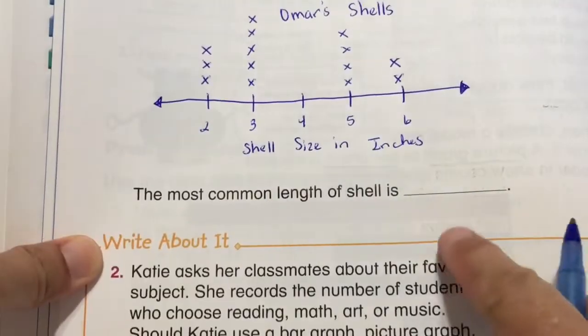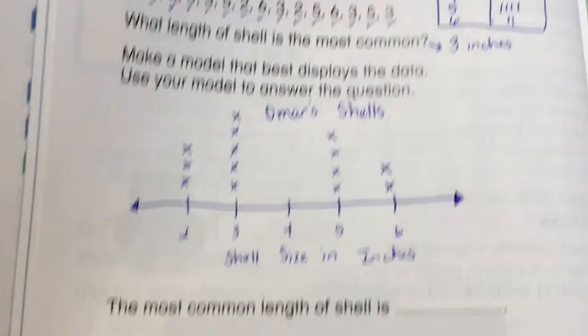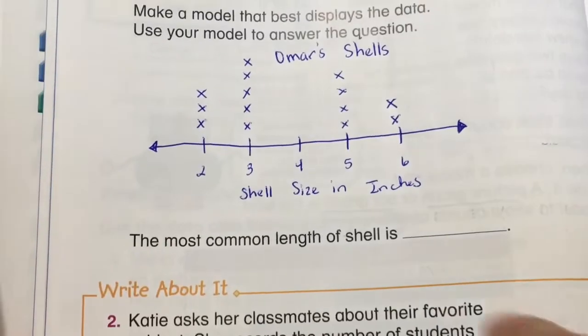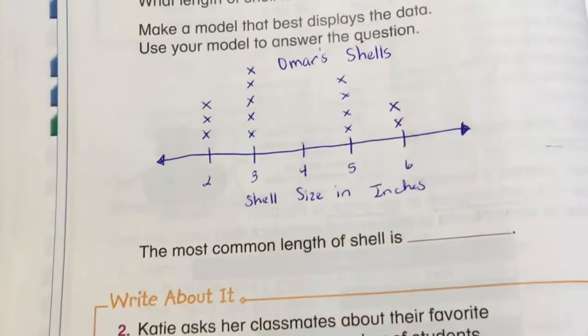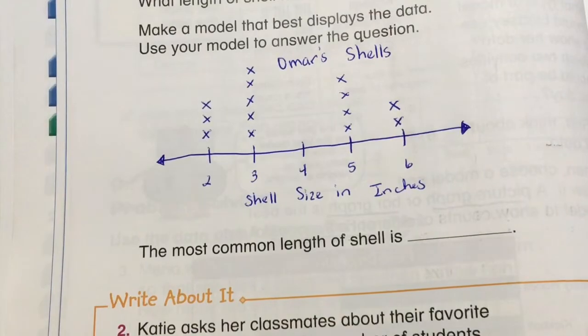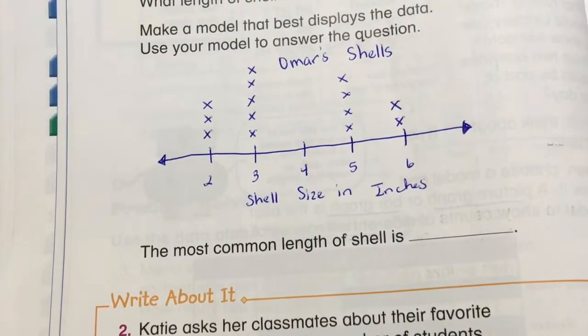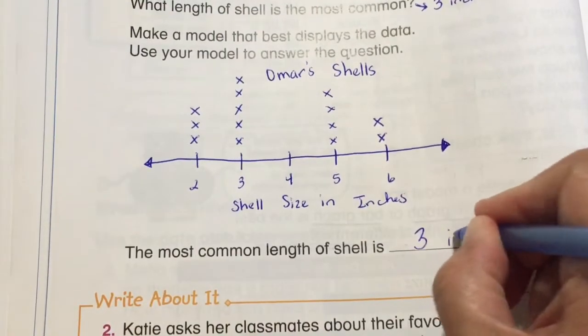The last question here is a repeat of up here. I guess I kind of answered a little early, didn't I? That's all right. So the most common length of shell is, so that means we want to look for the length of shell that has the most X's. And the most X's are right over here, 3 inches.